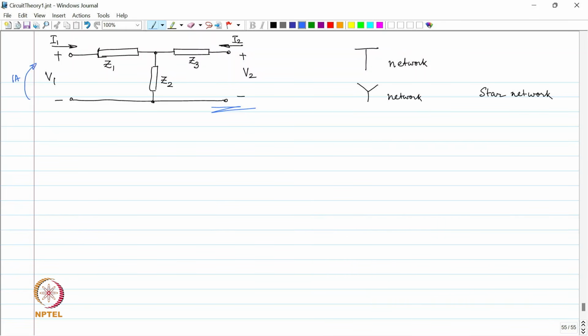What is Z3 doing, by the way? Can there be any current in Z3? No, no current in Z3. So, Z3 is just hanging around. So, what should be V1? 1 ampere into Z1 plus Z2. So, Z11 is nothing but Z1 plus Z2, that is Z11. Fine.